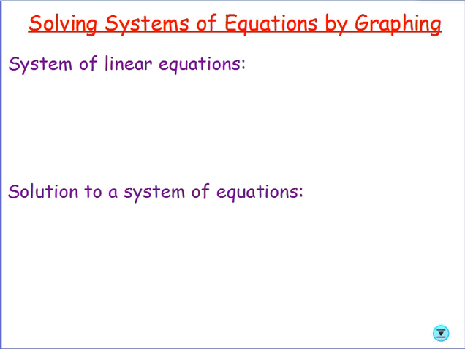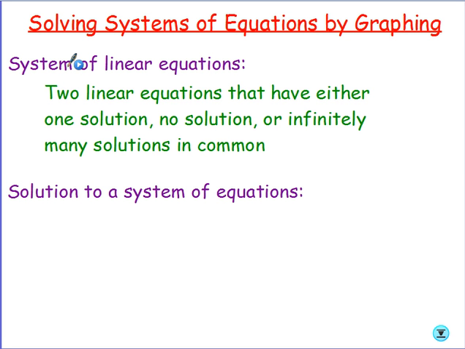So our first definition is a system of linear equations. And that definition says it is 2 linear equations, or 2 lines, that have either one solution, no solution, or infinitely many solutions in common.